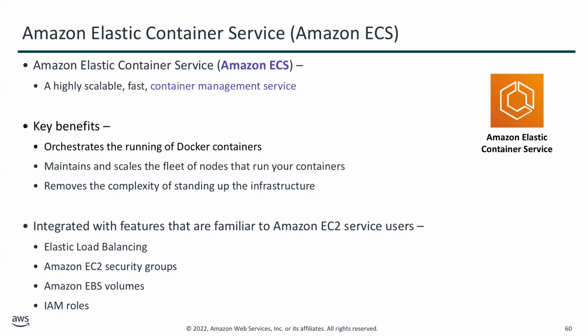Now, benefits here include orchestration. ECS orchestrates the running of Docker containers. We don't have to manage it, Docker and all these things are already installed, and you just put in your container and run it. It maintains and scales the fleet of nodes that run your containers. It removes the complexity of standing up the infrastructure, so creating everything to run a container from scratch. Rather than getting an EC2, installing many things and running a container, you can simply choose Amazon ECS, configure, and run your container. ECS is integrated with features that are familiar to Amazon EC2 service users, which we are: Elastic Load Balancing, Amazon EC2 security groups, Amazon EBS volumes, and IAM roles.